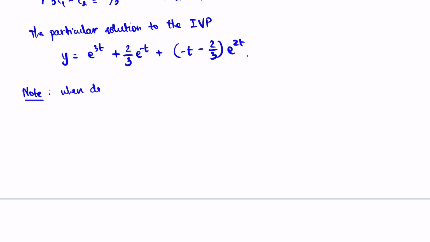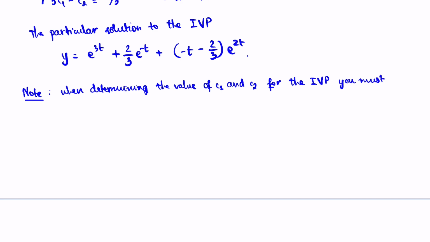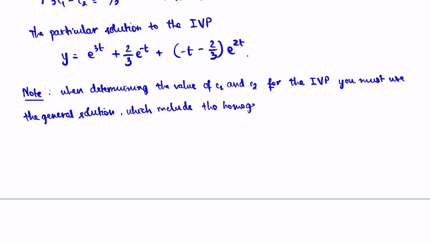When determining the value of C1 and C2 for the initial value problem, you must use the general solution, which includes the homogeneous solution and particular solution. So be careful with that.